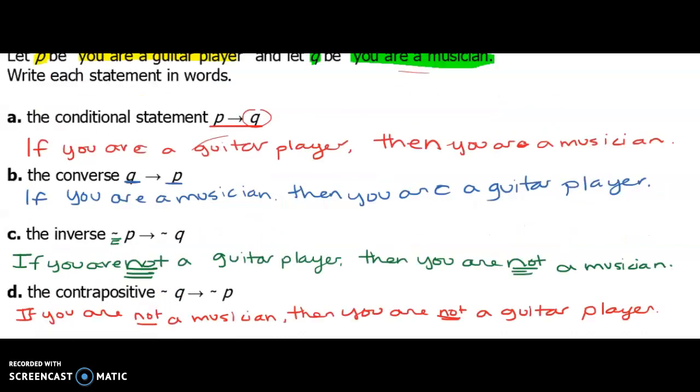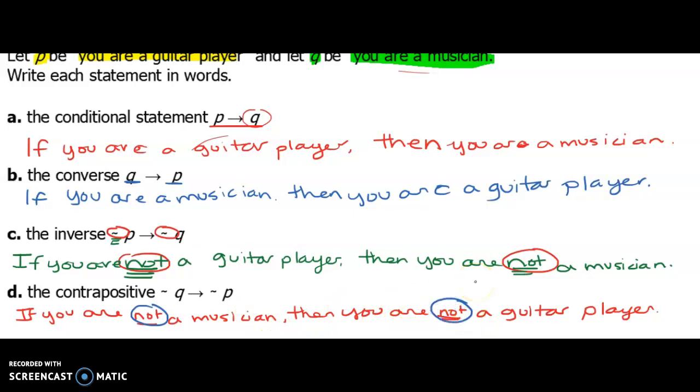All right, so on C, it says if not P, then not Q. Once again, P is you're a guitar player, and Q is you're a musician. So if you are not a guitar player, then you are not a musician. That's what you should have gotten on C. And then D is the contrapositive, which is if not Q, then not P. Q is you're a musician, so if you are not a musician, then you are not a guitar player.